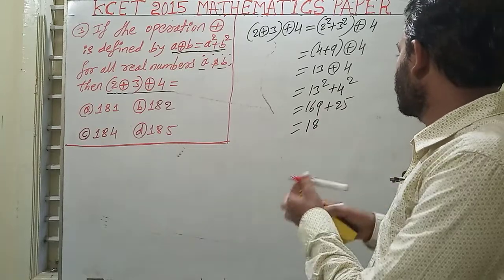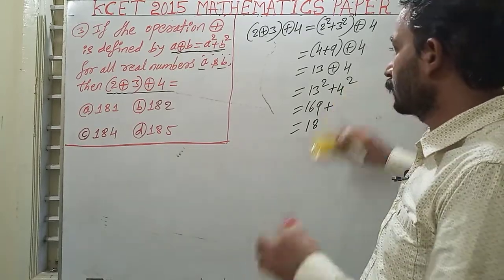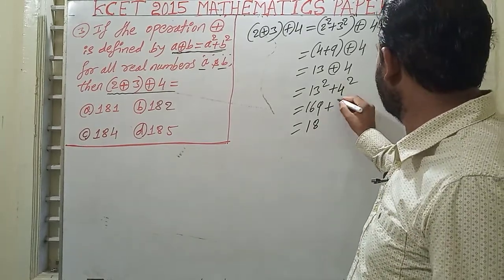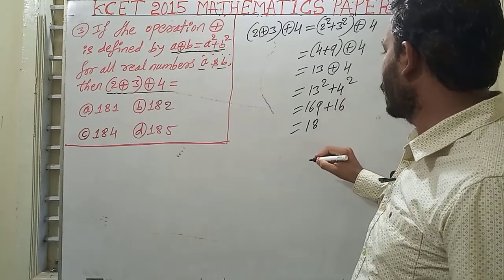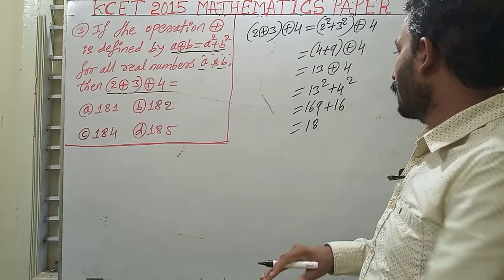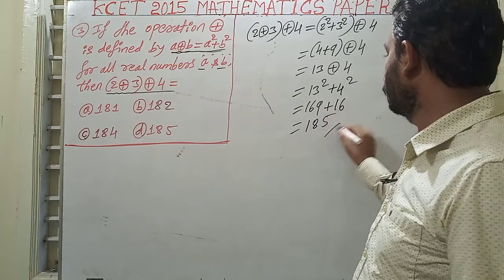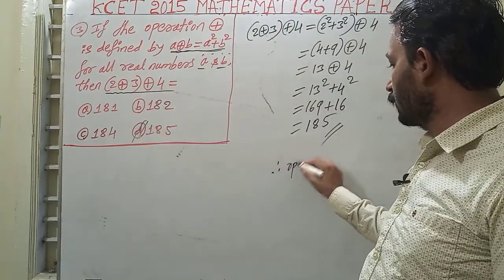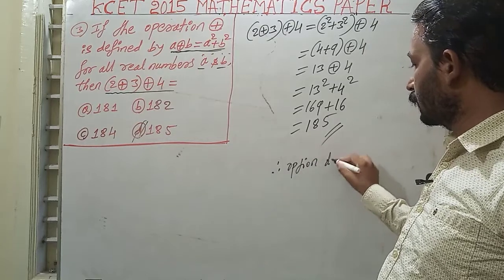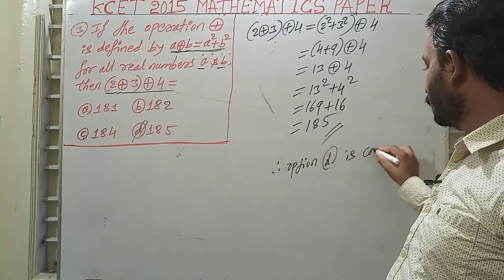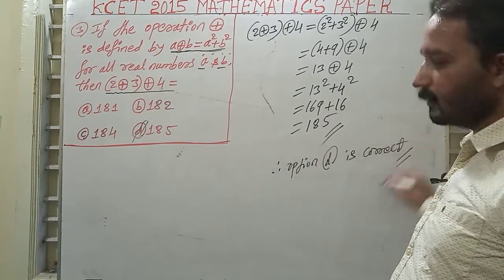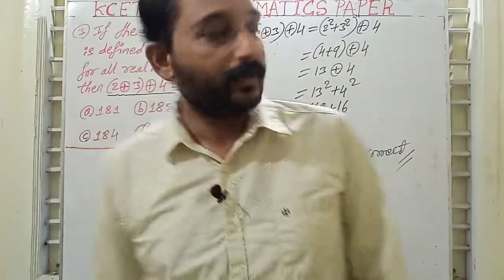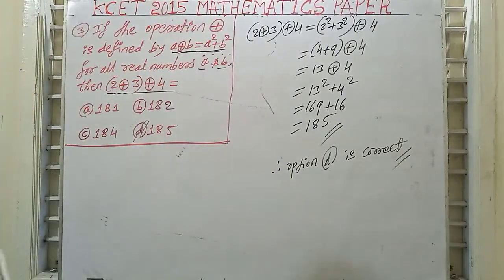4 4s are 16, sorry. 13 square is 169, plus 16 is 185. So the answer is 185. Therefore option D is correct. So very simple problem. Most of the students solve this problem easily.